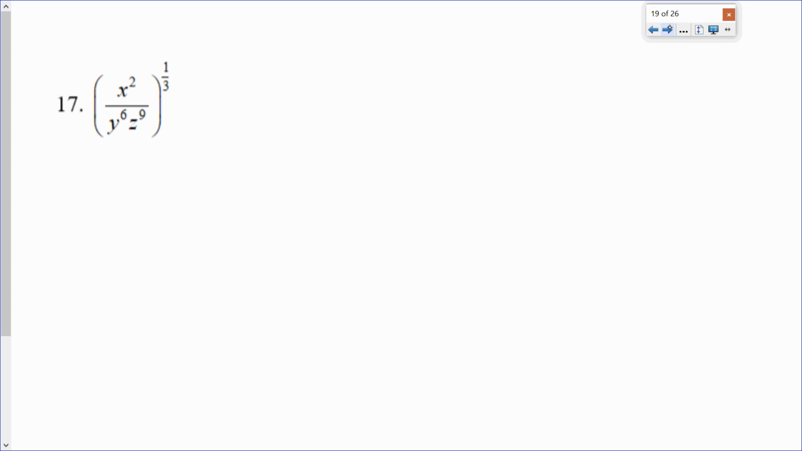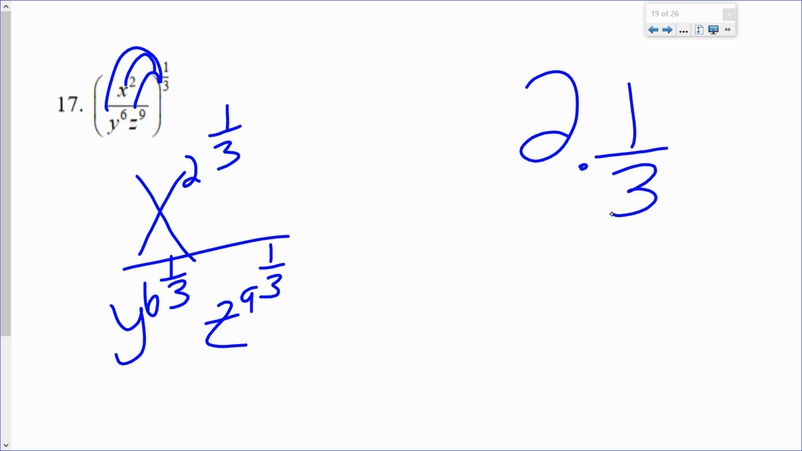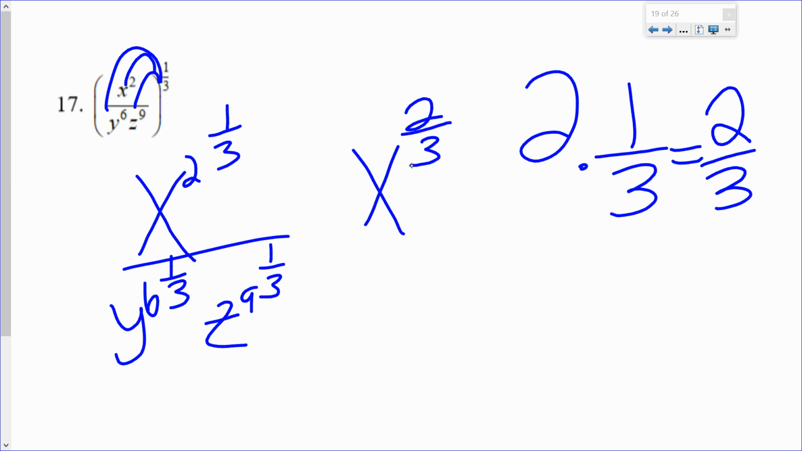I'll start you off on number 17. I have an exponent outside parentheses, so everything inside gets it. So the x squared gets the 1/3 power, the y to the 6th gets the 1/3 power, the z to the 9th gets the 1/3 power. When I'm raising a power to a power, I'm multiplying them. When I'm multiplying by a fraction, multiply the tops, put it over the bottom. So I'll do the 2 times 1/3 for you, and I'll have you do the rest on your own. 2 times 1/3 is just 2 times 1, which is 2, over 3. Since they don't divide nicely, you would leave it as 2/3.